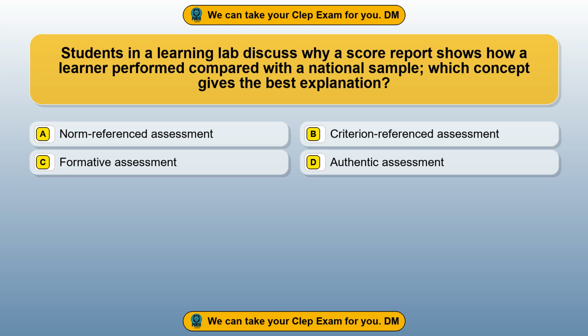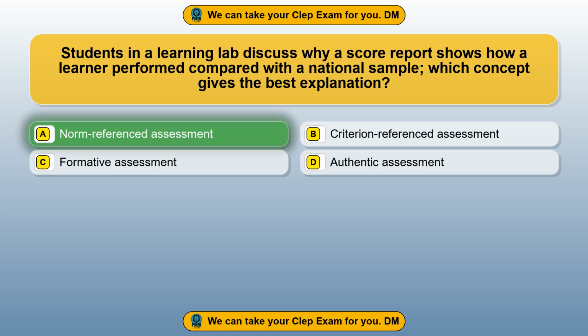Question 55. Students in a learning lab discuss why a score report shows how a learner performed compared with a national sample. Which concept gives the best explanation? Option A, norm-referenced assessment. Option B, criterion-referenced assessment. Option C, formative assessment. Option D, authentic assessment. The correct answer is option A, norm-referenced assessment.